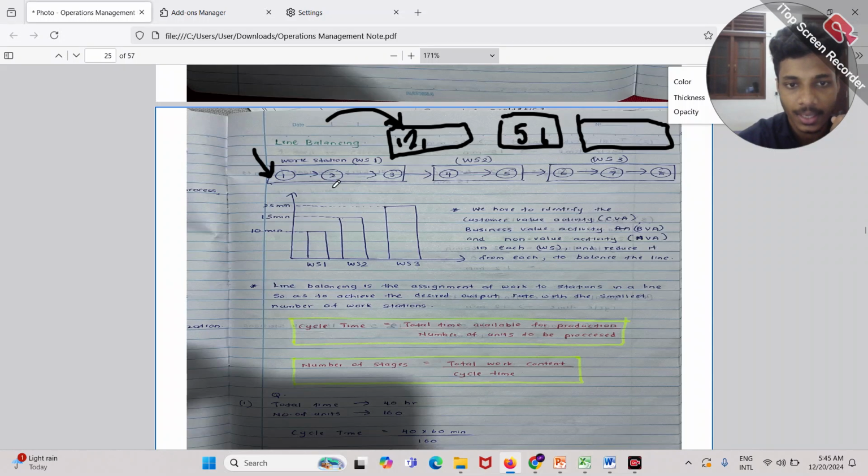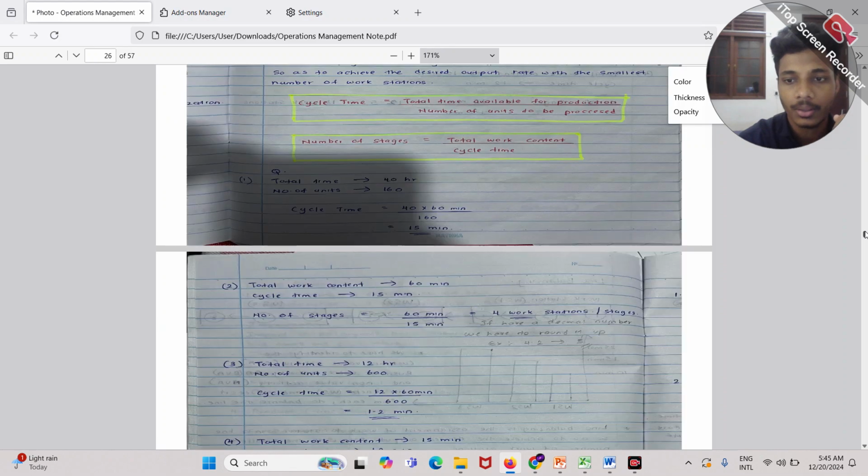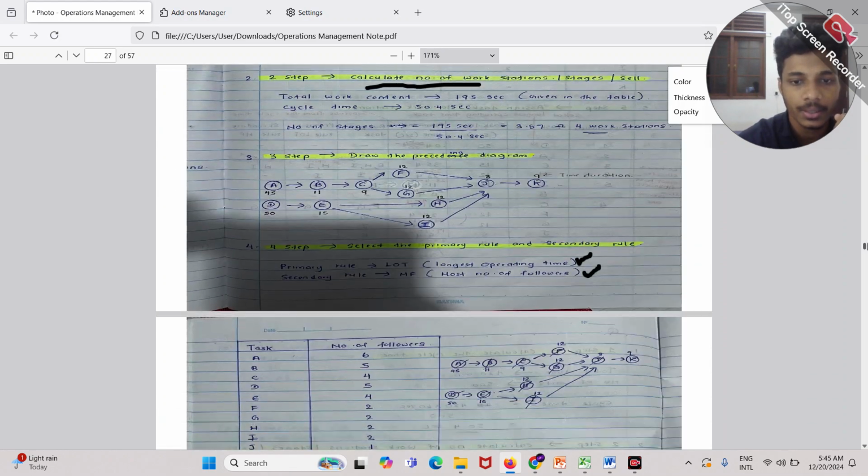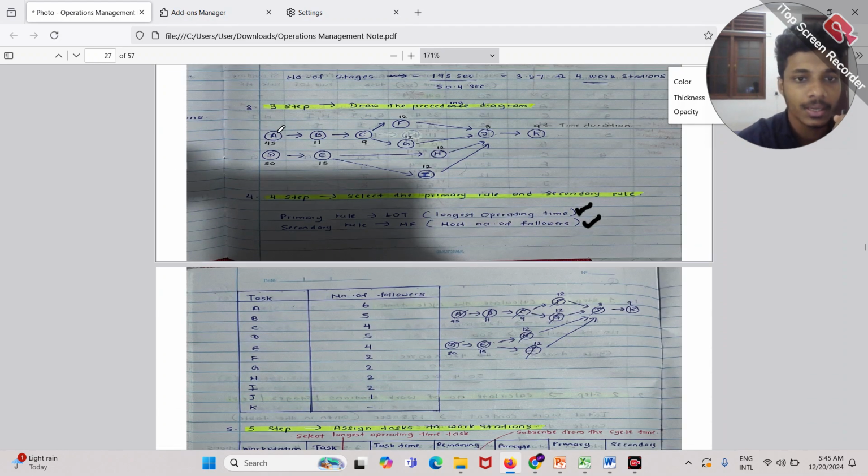Number 2, the second task, is the number of followers. That is how we have to calculate it. Look at this, guys. When we consider this task A, the number of followers are 1, 2, 3, 4, 5, 6. A has 6 followers.